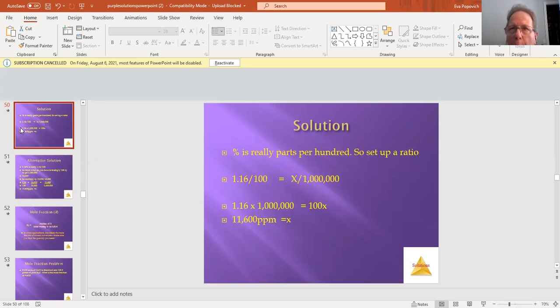If you have 1.16%, it is the parts that are in 100. So that would be 1.16 divided by 100. You're just trying to ask, what is it in a million? And parts per million and parts per billion are always going to be larger than parts per 100.